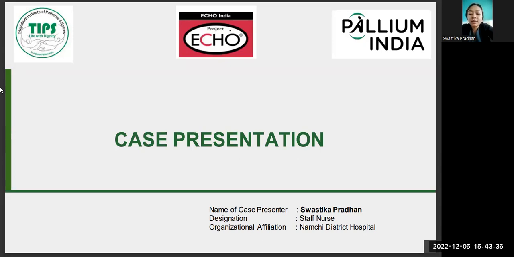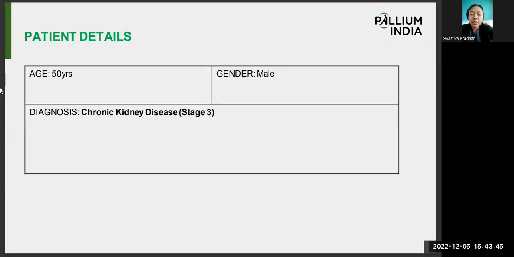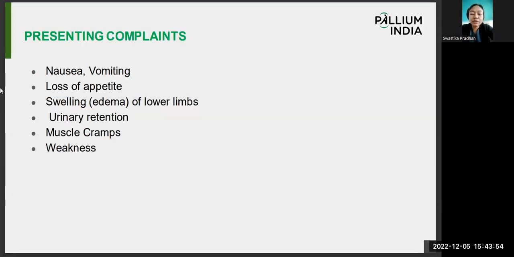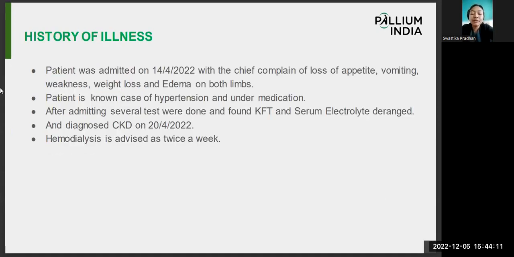Good afternoon, everyone. I am Swastika Pradhan, staff nurse of Namche District Hospital. I am going to present a patient whose diagnosis is chronic kidney disease. Age is 50 years, gender male, and diagnosis is chronic kidney disease stage 3. Present complaints: nausea, vomiting, loss of appetite, swelling or edema of the lower limbs, urinary retention, muscle cramps, weakness.